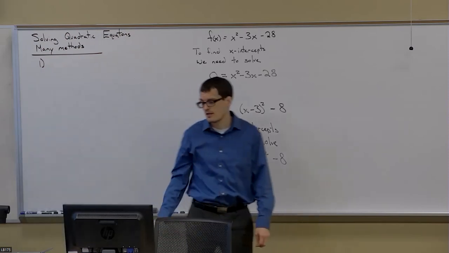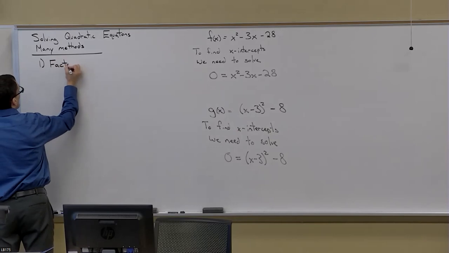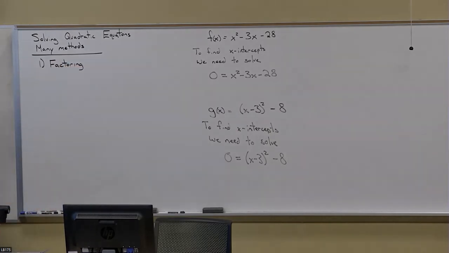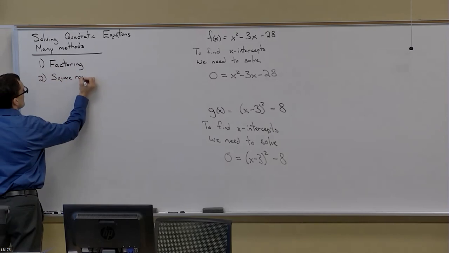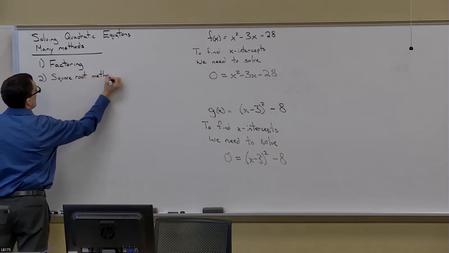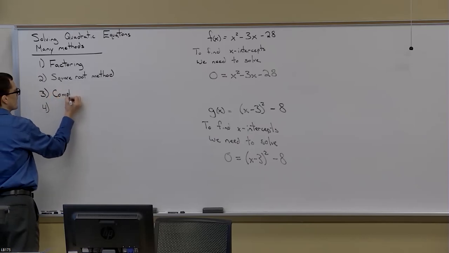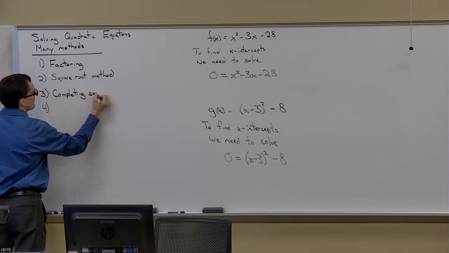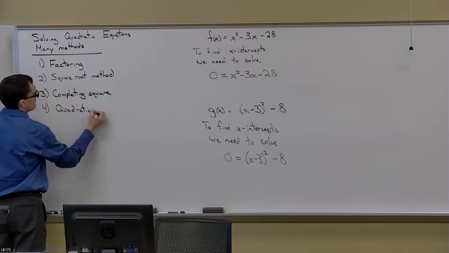We're going to list out four in this class. We're going to go over four methods. The first method is with factoring and the zero factor property. We'll talk about that when we get there. A second method is the square root method. A third method is completing the square. And a fourth method is the quadratic formula.